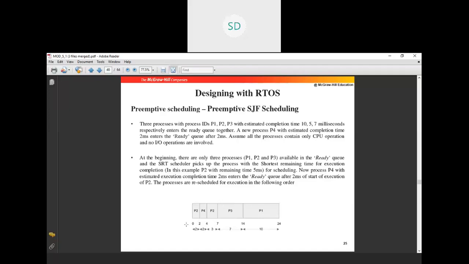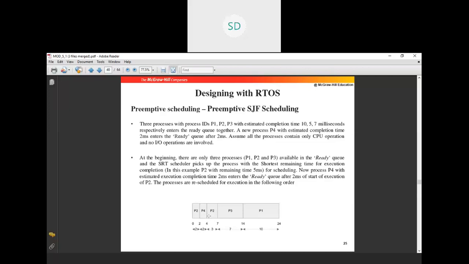The execution of P2 will be stopped, and there will be a switching from process P2 to P4. So P4 will be executed first, and its execution time is 2 milliseconds. That is 2 plus 2 is 4. So till the 4 time interval, P4 execution will take place. After that, execution of P4 is complete. Now in the ready queue, I have three processes: P1 with 10 milliseconds, P2 with 3 milliseconds, because already 2 milliseconds of execution is complete, and P3 with 7 milliseconds. Therefore, the smallest one is P2 with 3 milliseconds left.